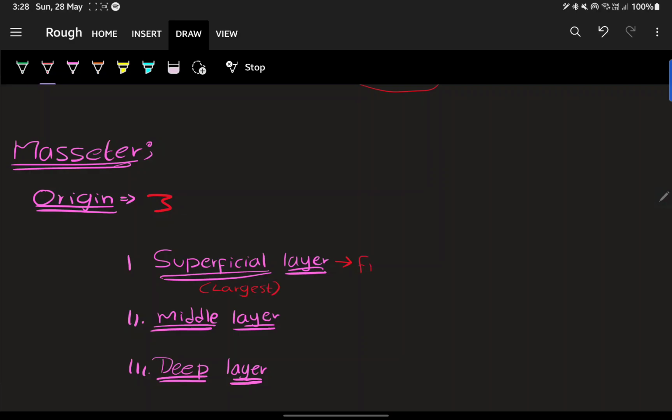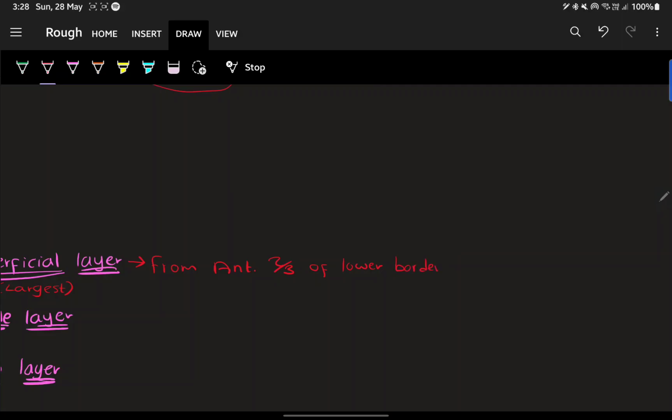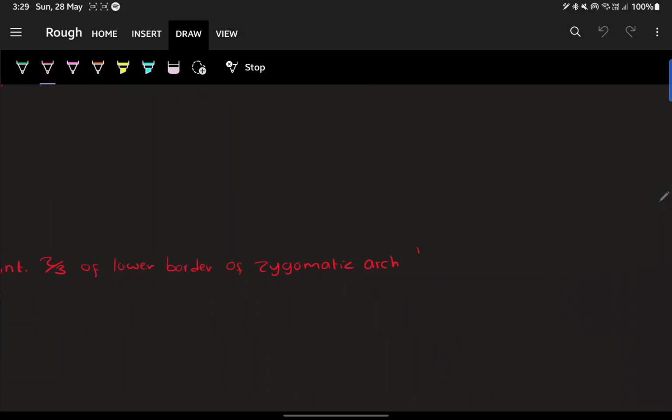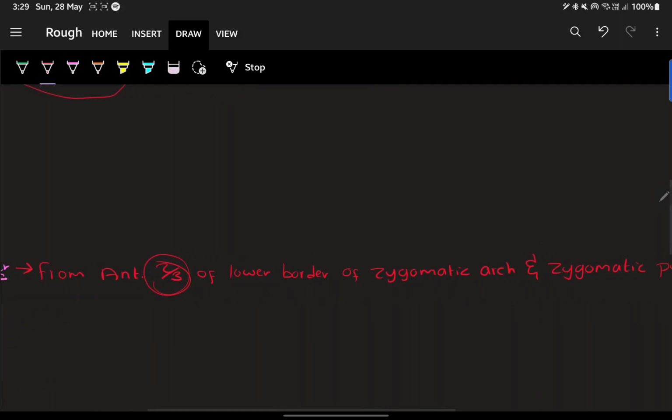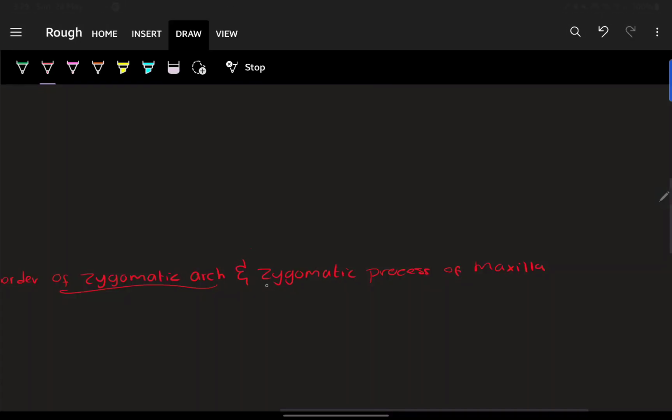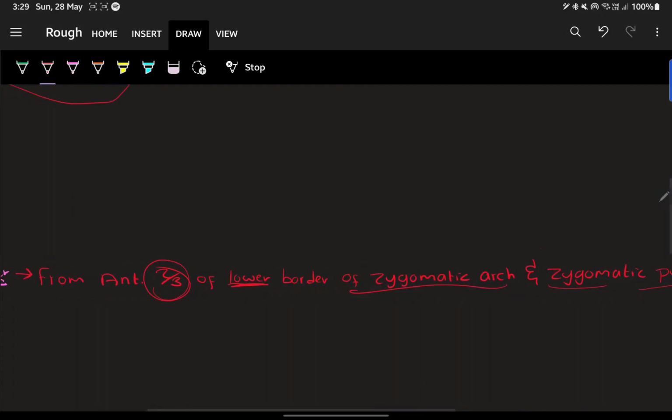So this one is from the anterior 2/3 of the lower border of zygomatic arch and the zygomatic process of maxilla. So the origin of the masseter muscle, the superficial one, which is the largest, is from the anterior 2/3 of the lower border of zygomatic arch and the zygomatic process of maxilla. So that's where the superficial layer takes origin from.